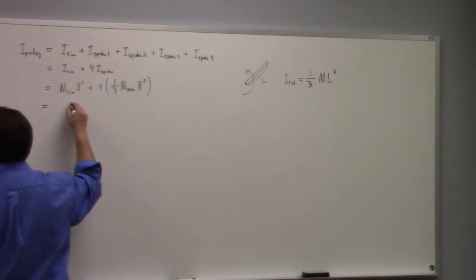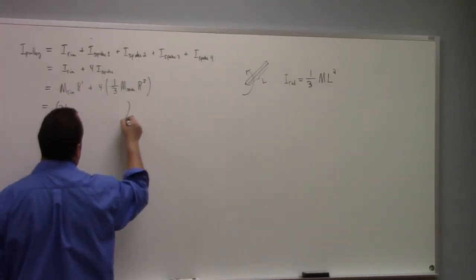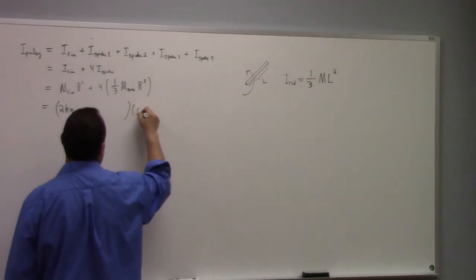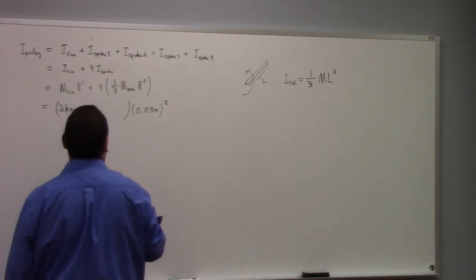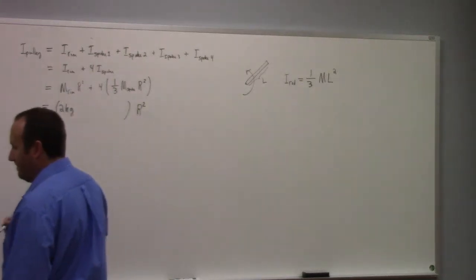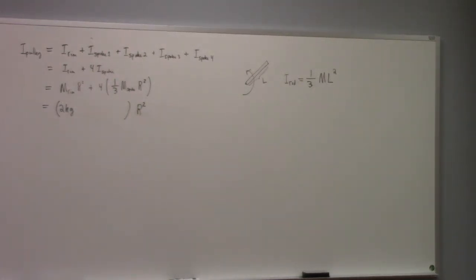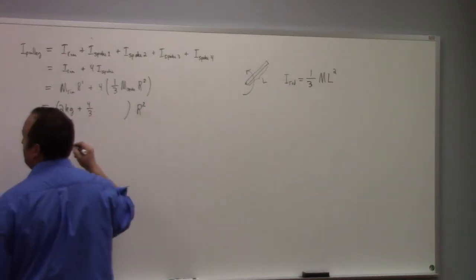So what we got is, what was the mass of the rim? What did I say it was? 2 kilograms, right? I'm going to factor out the r squared. Actually, I'm not going to plug in 0.03 meters squared. I'm going to leave that as r squared. You know why? Because we got a 1 over r squared down here, right? That will cancel the r squared. So let's leave the r squared. 2 kilograms plus 4/3 times the mass of the spoke. What was that? 0.3.